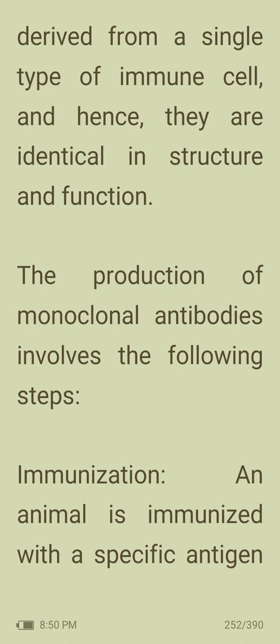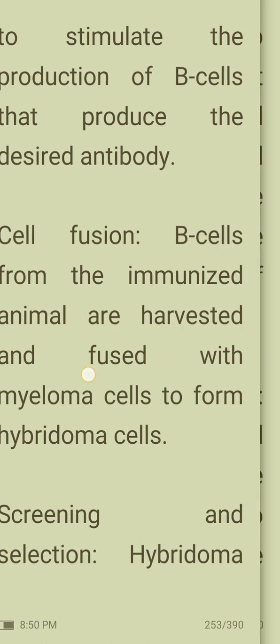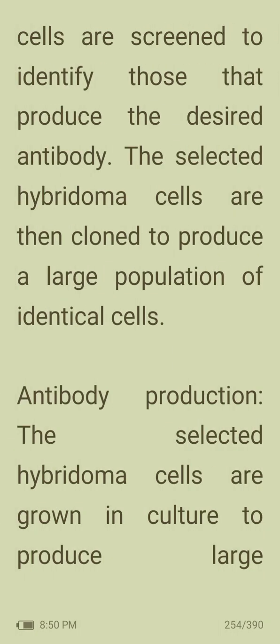The production of monoclonal antibodies involves the following steps, like immunization. An animal is immunized with a specific antigen to stimulate the production of B cells that produce the desired antibody. Then cell fusion happens, where B cells from the immunized animal are harvested and fused with myeloma cells to form hybridoma cells. Then later, screening and selection happen, where hybridoma cells are screened to identify those that produce the desired antibody.